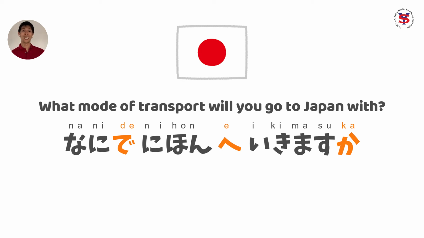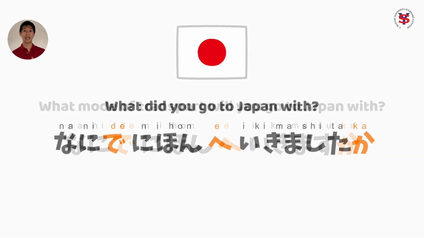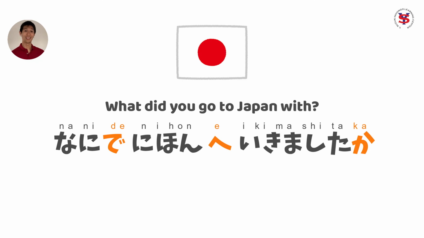We'll say, nani de Nihon e ikimasu ka? For past tense naman, it's nani de Nihon e ikimashita ka? What did you go to Japan with? In our responses, we can use the structure of the question, right? As always, we will just change nani with our mode of transport.